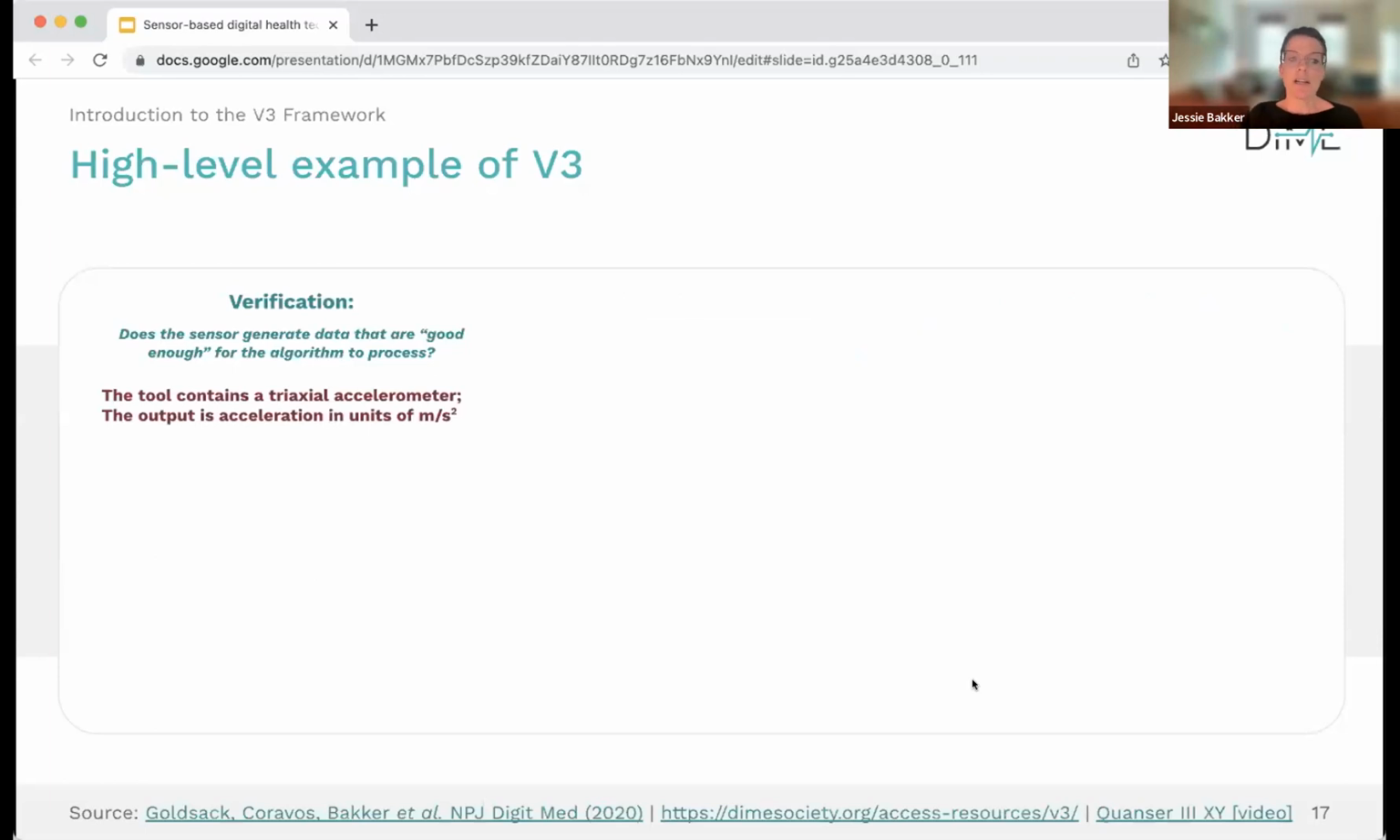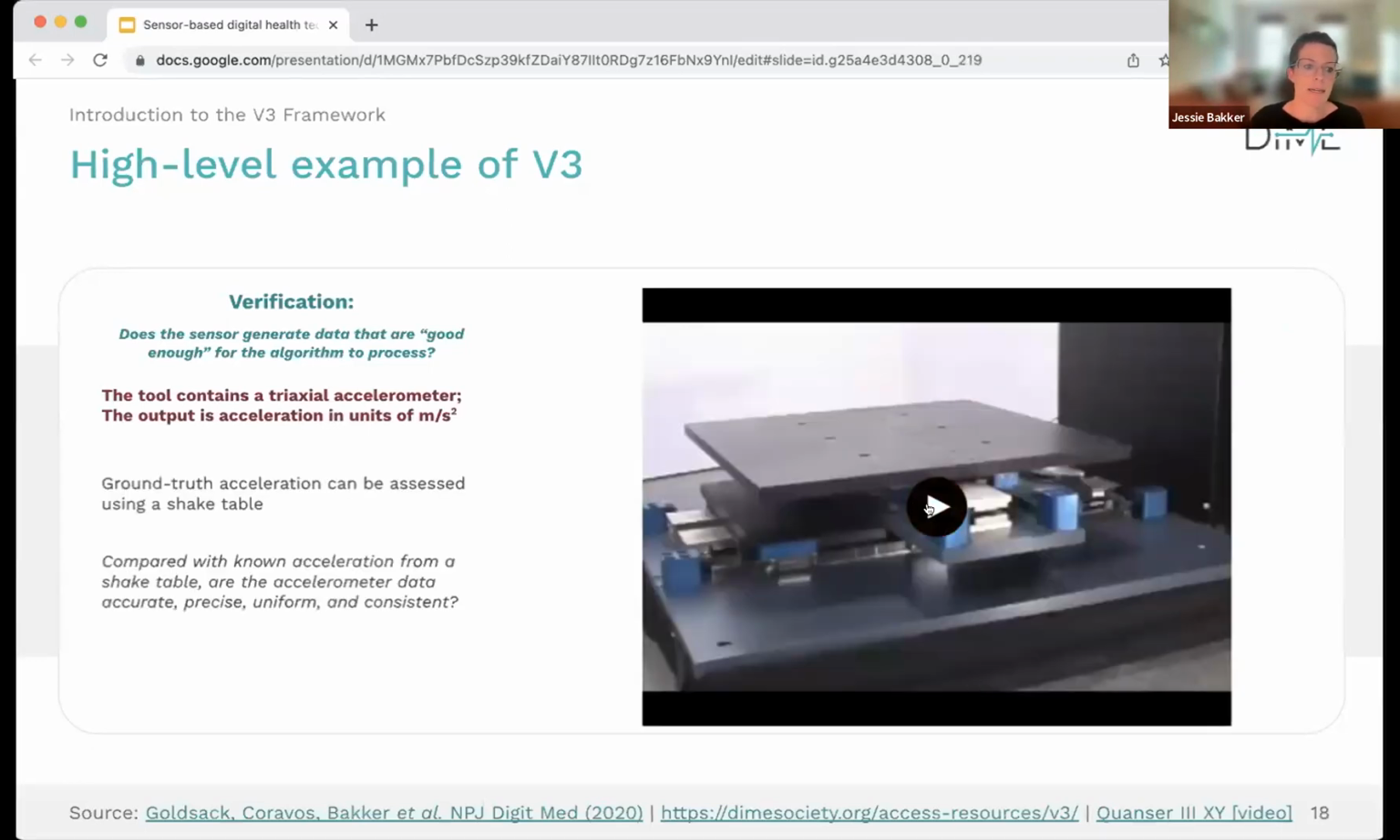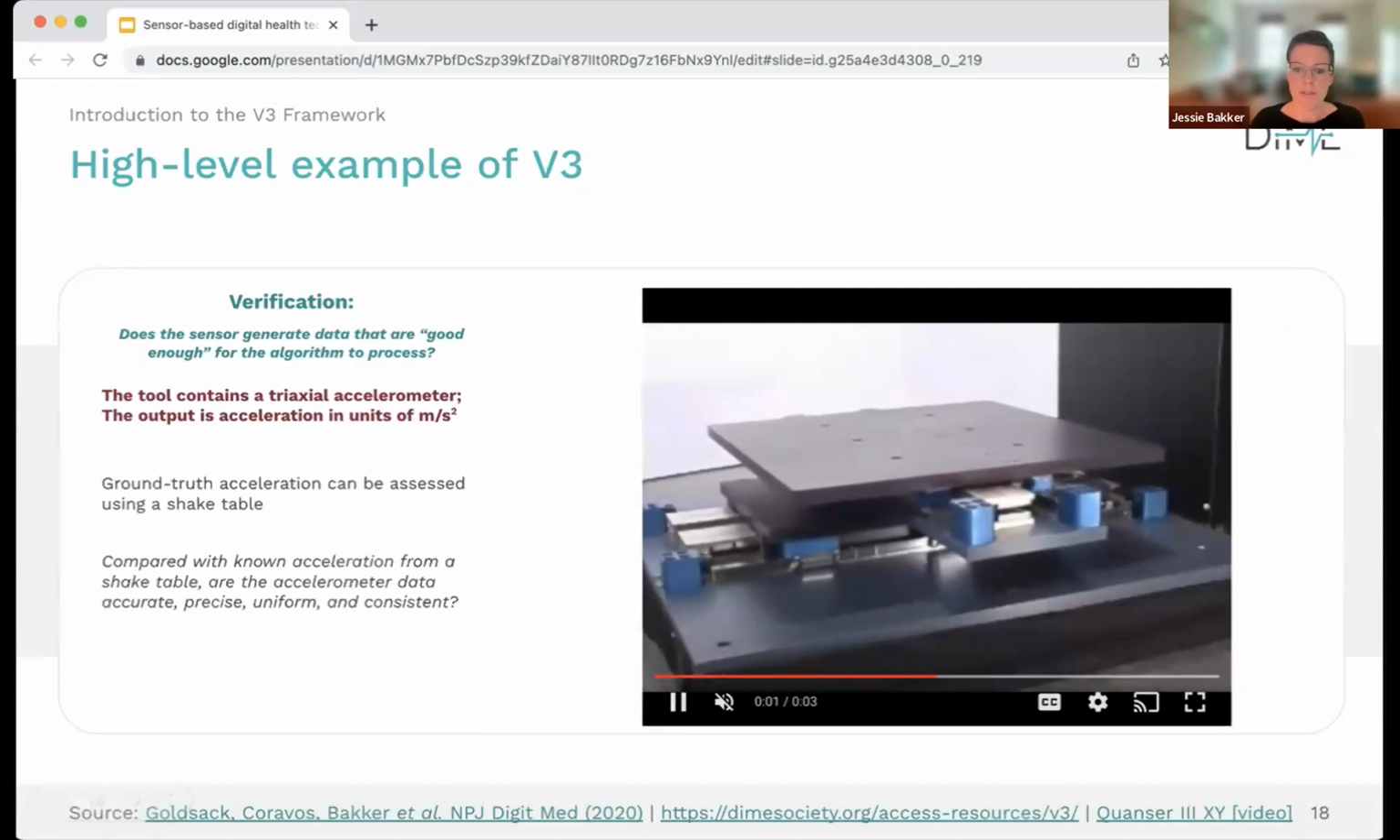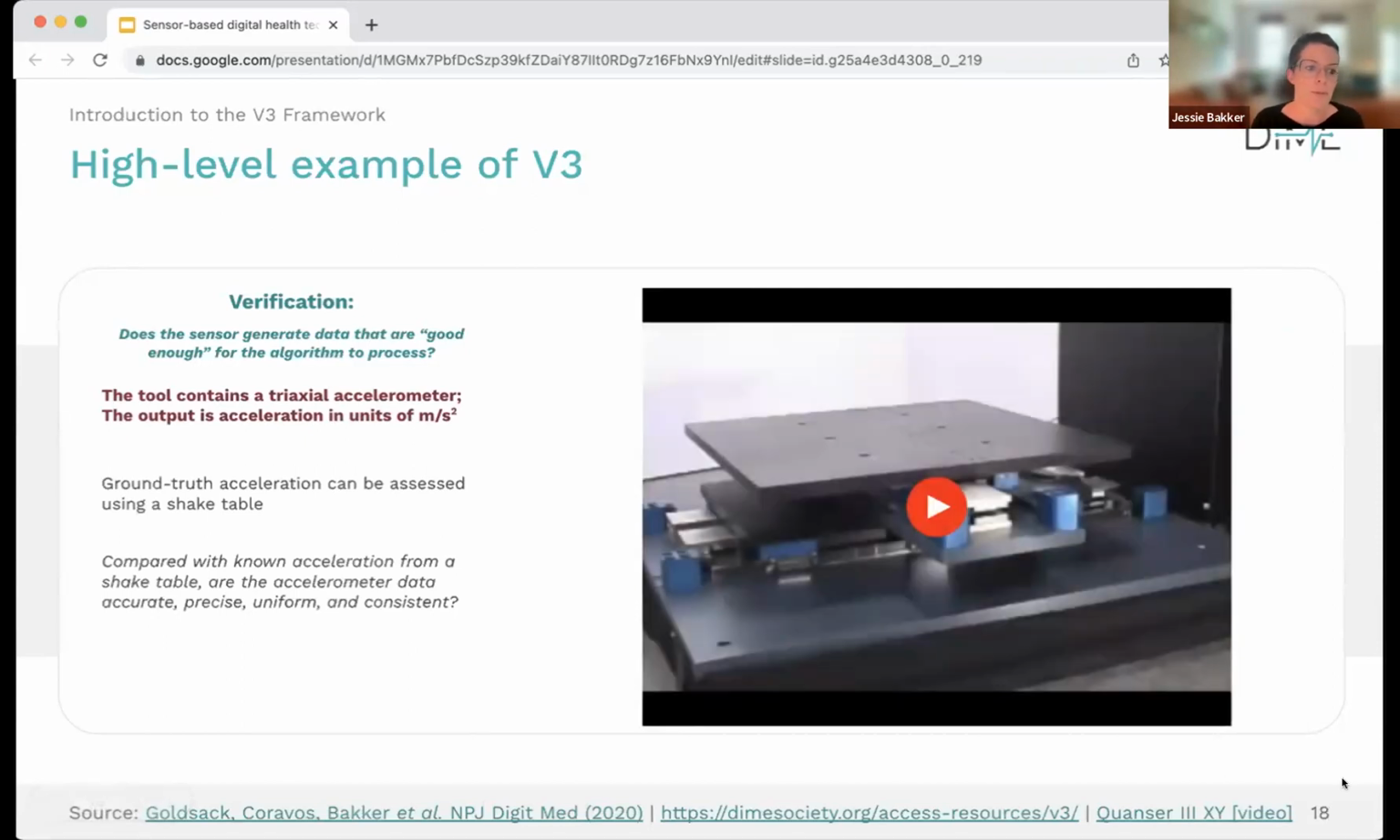So to complete the verification process, we need to identify a ground truth for acceleration, which in this example would be something like a shake table, like the one you see on the screen. There are plenty of these types of things available. An engineer or a team of engineers would then place the accelerometer sensors on the shake table and make a comparison between what is detected by the sensor versus the known acceleration, to assess whether or not the accelerometer data are accurate, precise, uniform, and consistent.